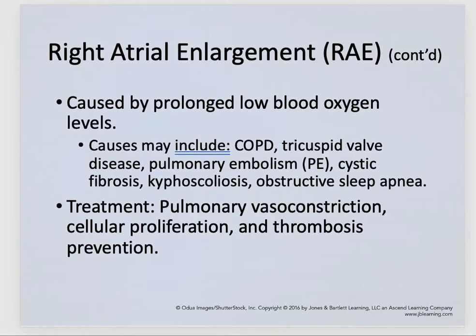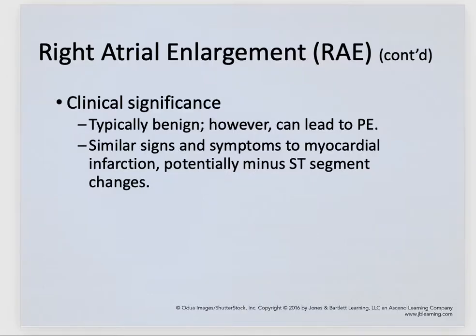And the treatment for right atrial enlargement could be pulmonary vasoconstriction, cellular proliferation, thrombus prevention, different things. Again, we're not looking at treating, we are just looking at, can you recognize on an EKG that maybe we have a right atrial enlargement. Many times it's benign, it's not a big deal, but it could in time lead to a pulmonary embolism.